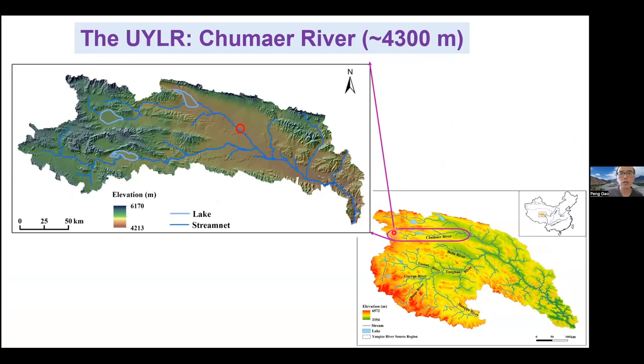Next, let's go to another part of this watershed, a sub-watershed called Chumar River. And this is its topographic distribution. You can see there are two tributaries joined together to merge into the mainstream here. And the location I will show you is somewhere here. So the sediment in this position comes from this right branch of the river.